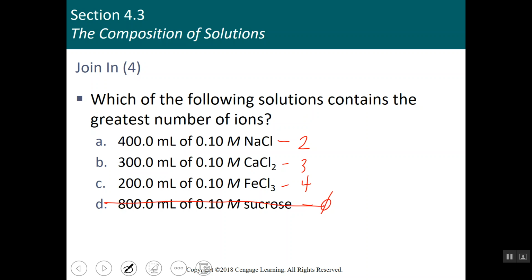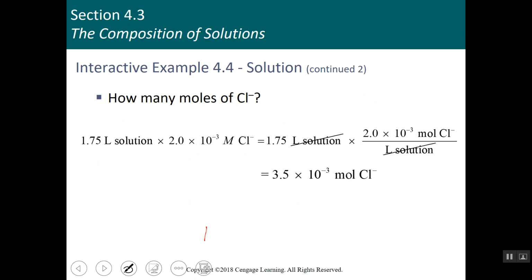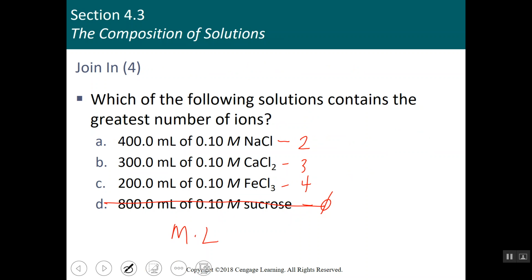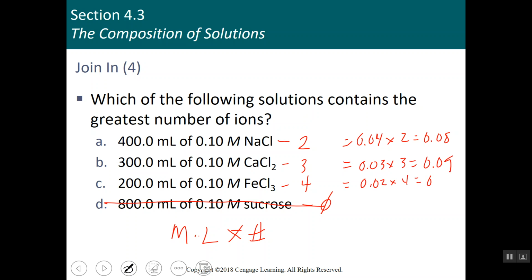And so what you would do here is take the molarity times the volume in liters, and then take that times the number of ions. So 0.1 times 0.4 is 0.04 times 2 is 0.08. Now I'm going to take 0.1 times 0.3, so 0.03 times 3, I get 0.09. And this last one, I'm going to take 0.02 times 4, and I'm going to get 0.08. So the correct choice on this one is actually this middle one.